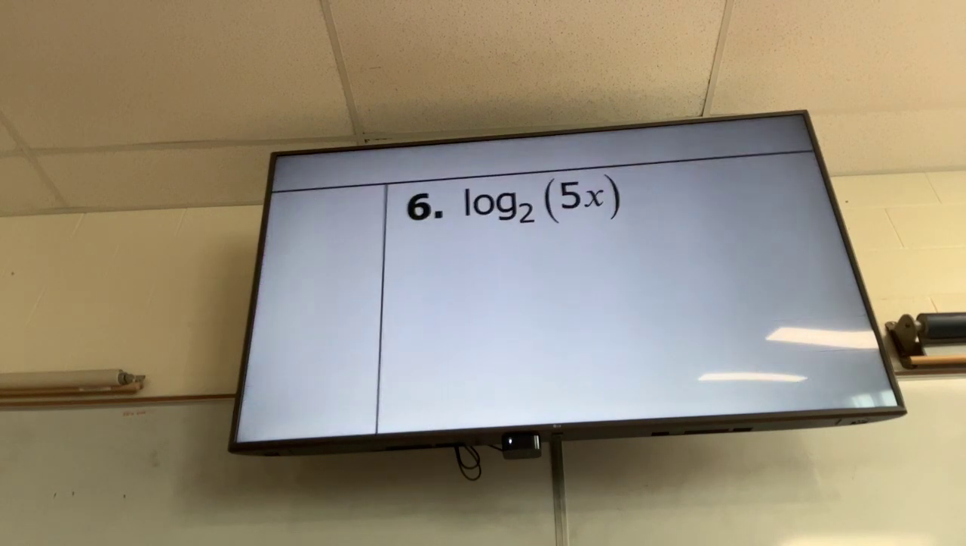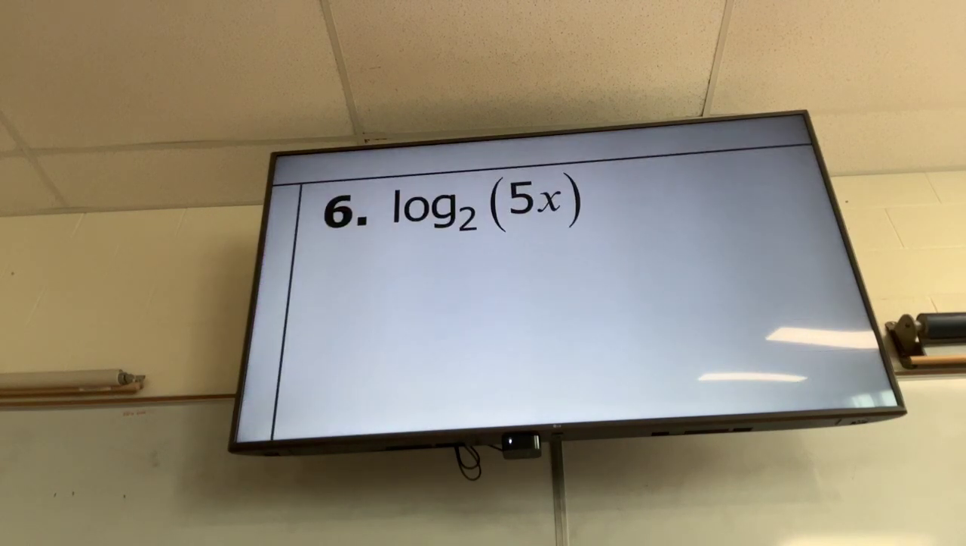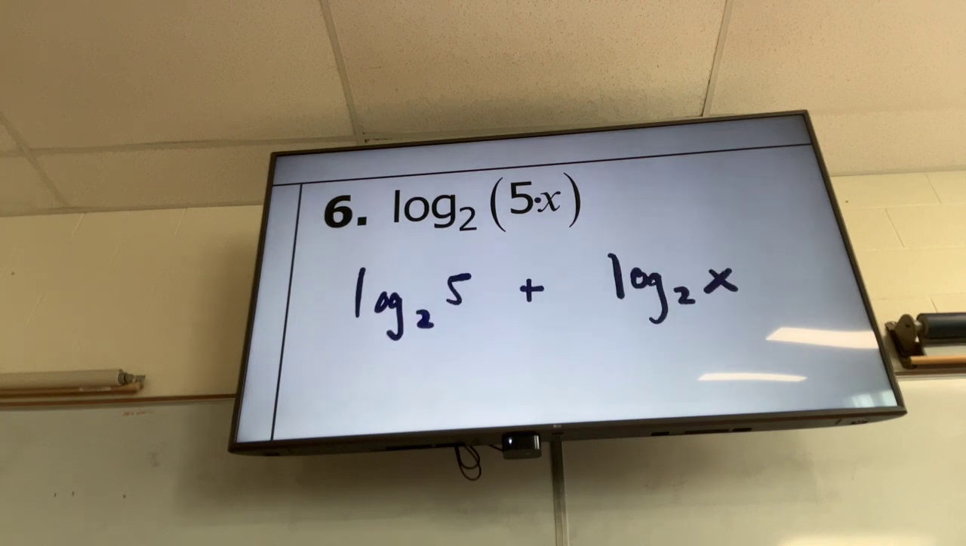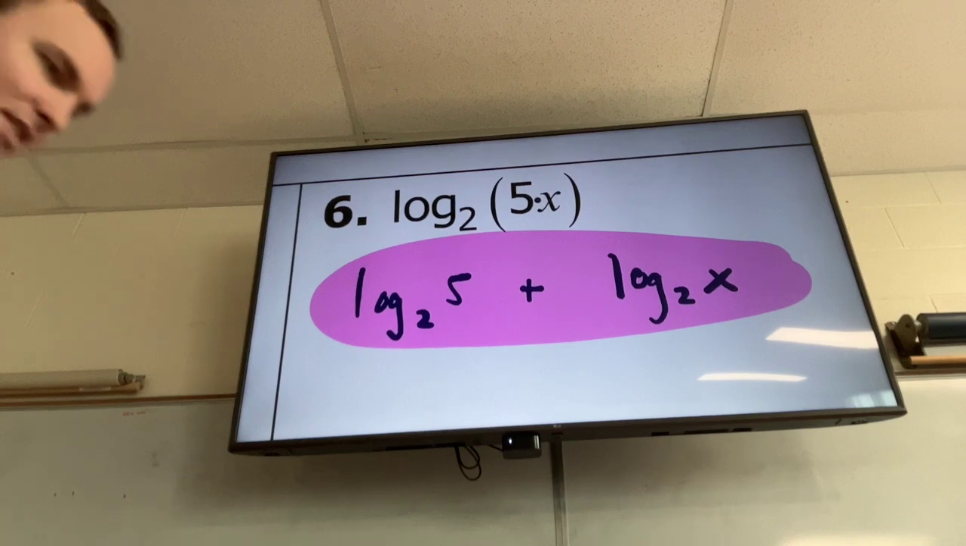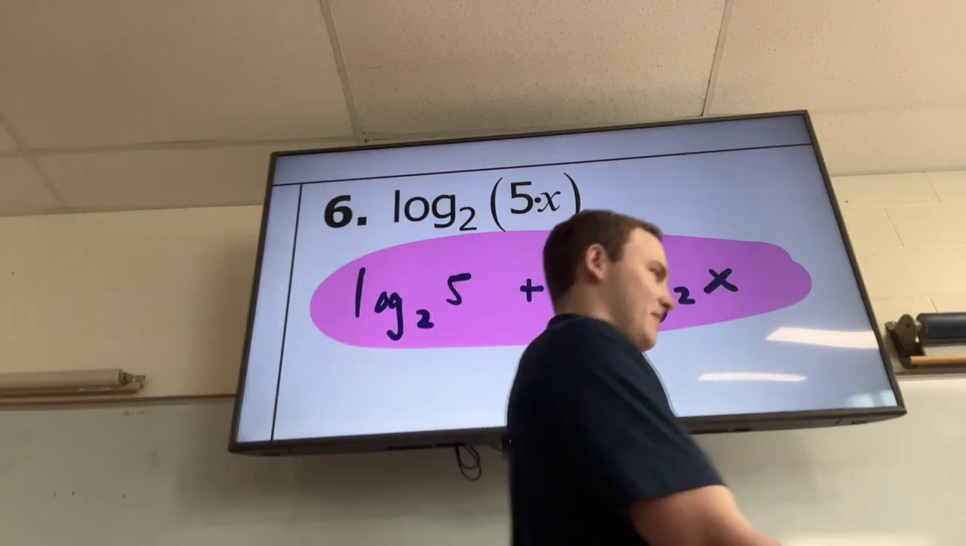This one, okay, so here's what's going on here. 5x, that's the same as 5 times x, right? So what are my two logs going to be? There you go. Properties of logs. I love logs. Logs are the best.